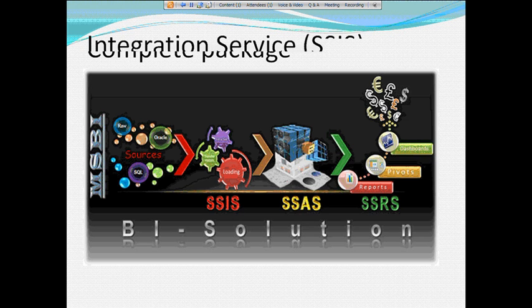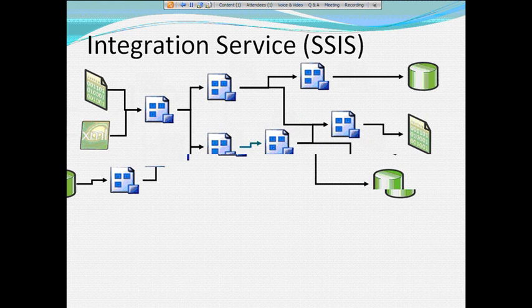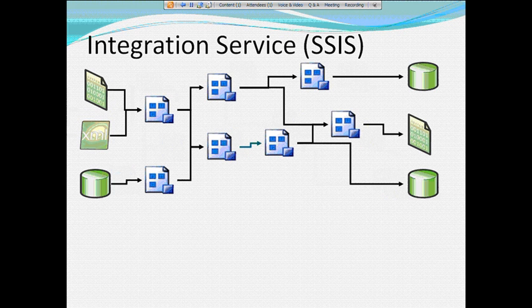Now, I want to talk in a little more detail about each of these components. I'll start with SQL Server Integration Services, also called SSIS. As I said earlier, SSIS is the ETL tool, and it's a core part of Microsoft Business Intelligence. When I say ETL, I'm talking about extraction, transformations, and loading.